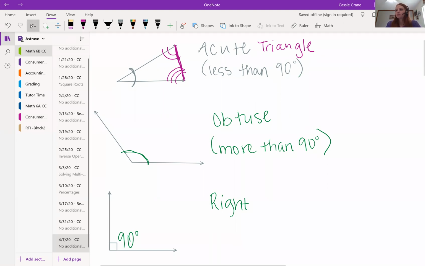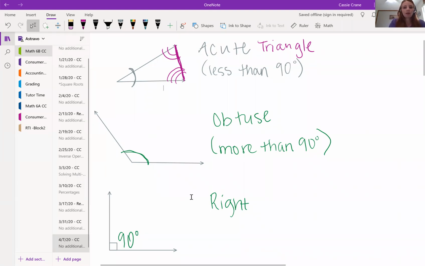Yeah, so this would be an acute triangle. It's pretty much that simple. From the angle that I started with, I just created a triangle, and now I can tell that all three angles inside my triangle are less than 90 degrees. That makes it an acute triangle.